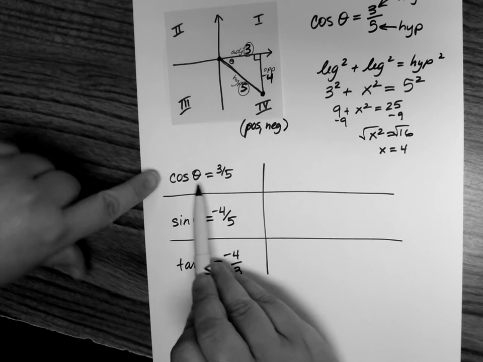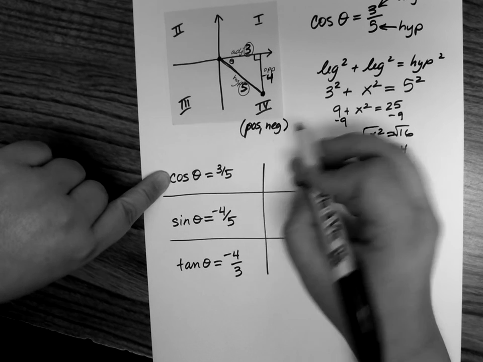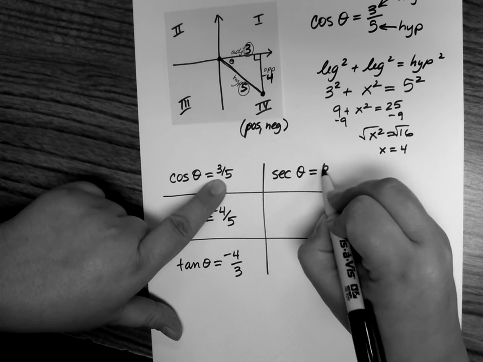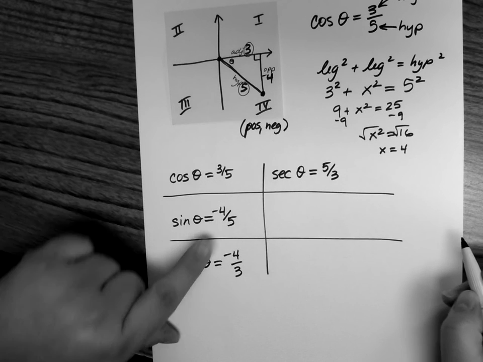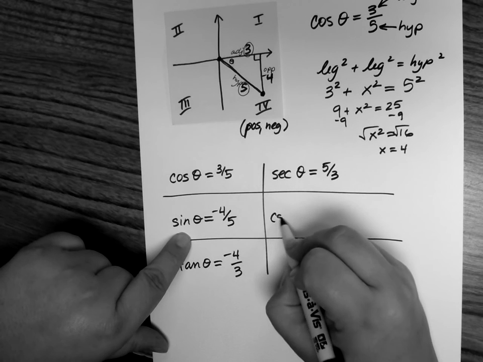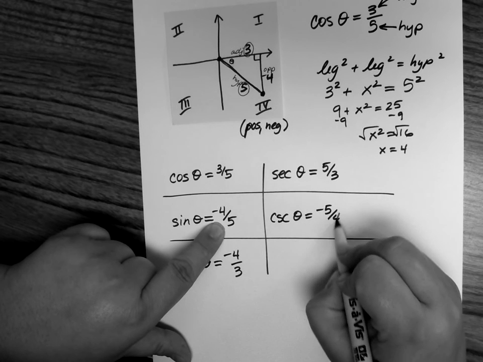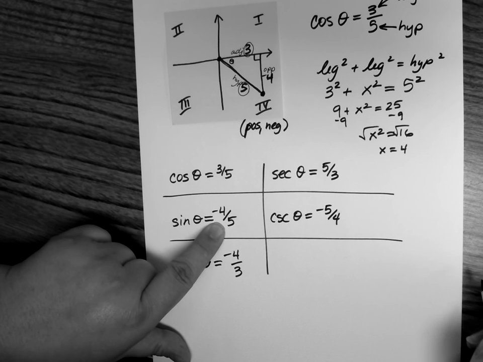In other words, cosine is the reciprocal function of the secant. So that means if I take this and flip it over, I have the answer for secant. Sine goes with cosecant. So if I take this and flip it over, I have cosecant. And they keep the same sign they already had in terms of positive and negative. If it was negative, it's still negative when you flip it over.